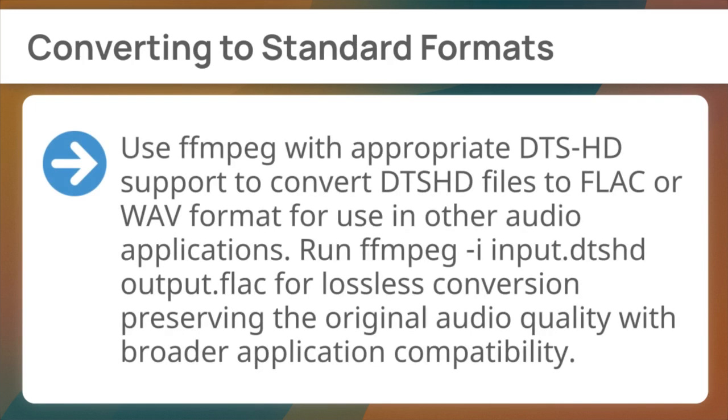Finally, converting to standard formats. Use FFmpeg with appropriate DTS-HD support to convert DTS-HD files to FLAC or WAV format for use in other audio applications. Run ffmpeg -i input.dtshd output.flac for lossless conversion, preserving the original audio quality with broader application compatibility.